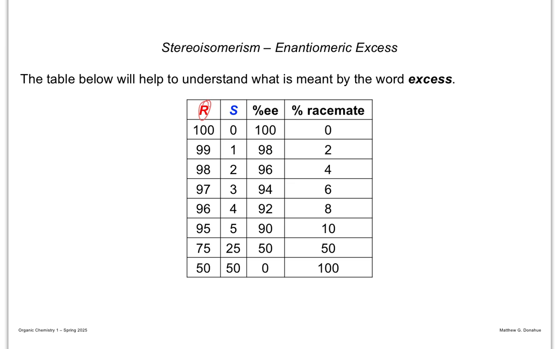And then that trend basically holds through. I just put on here whole numbers. So if you have 98 to 2, these two S's cancel out 2 of the R's, and that's 96% R. So you have 4% as the racemate. And notice you're only going from 100 to 0 to 50-50, because once you get 50-50, there is no excess of either. It's 100% racemate.